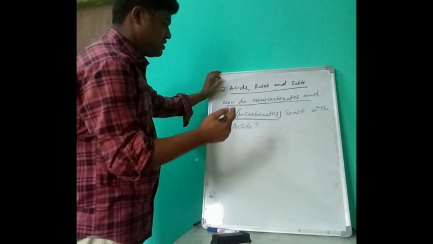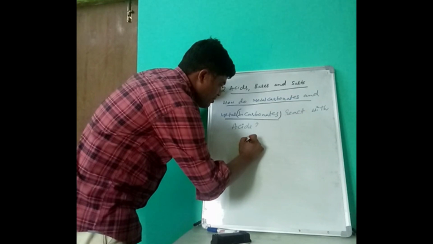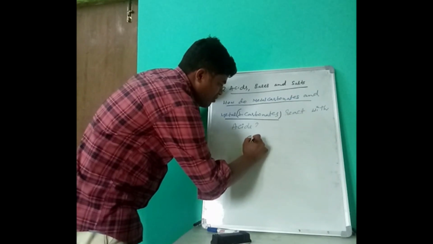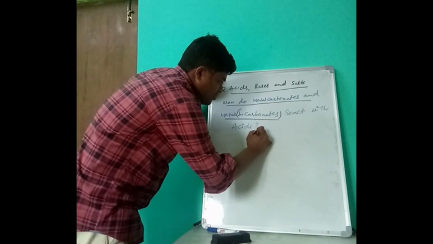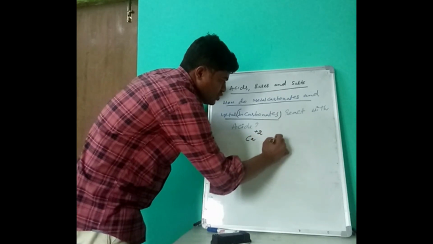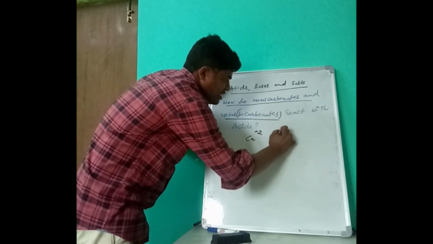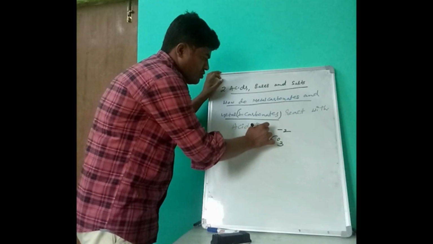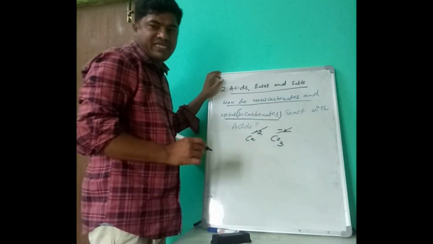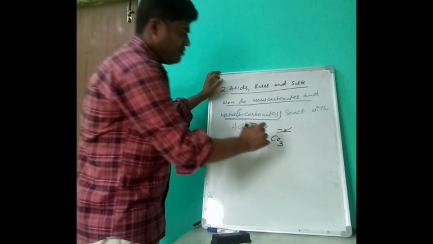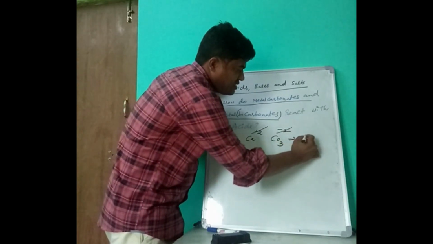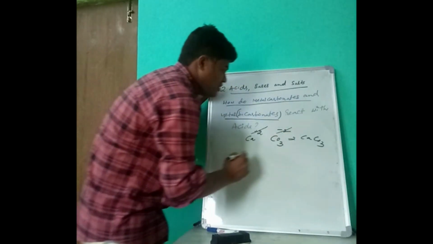Now, let us learn some basic information: how to write the formulas of calcium carbonate. You know, calcium valency is +2. Carbonate carries a charge of -2. We cancel these charges, since both are equal. Then, what is the formula of calcium carbonate? CaCO3.